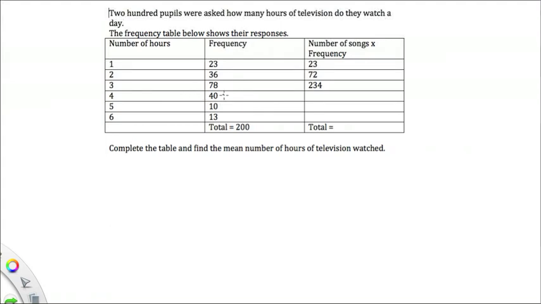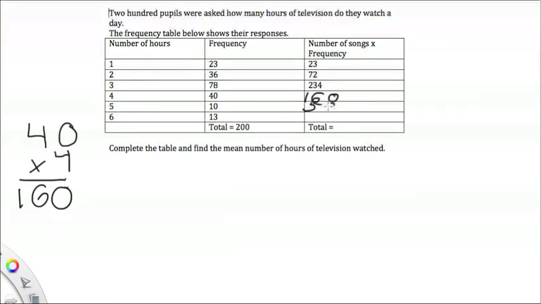So we complete 4 times 40. If you need to, take your time and actually work it out, if you don't know what 4 times 40 is. So 4 times 0 is 0, and 4 times 4 is 16. So it's 160. 5 times 10 is of course 50.